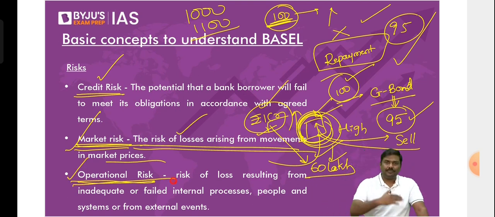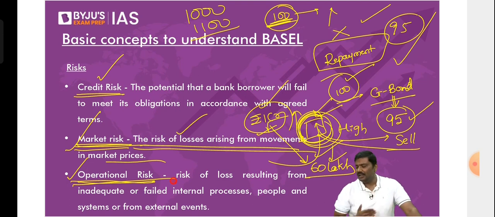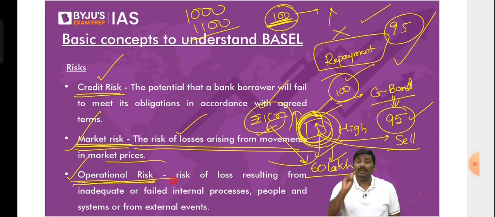So this is basically the idea: credit risk, market risk, and operational risk. These are the three types of risk faced by the banks. Because of these risks, the bank can incur a loss. You'll have to remember that particular point.